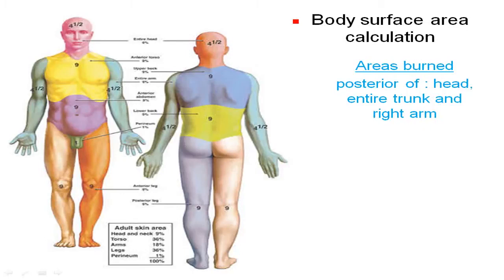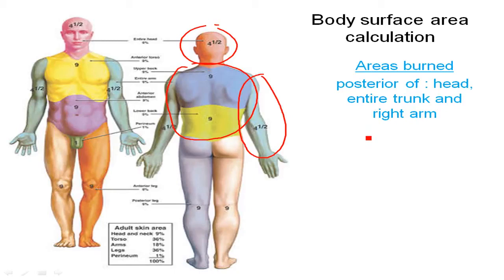Let's consider that you have a man who was running away from a possible explosion. The flames come out, they hit him on the back of the head, his entire trunk, and the back part of his right arm. So if we add that up, we're going to say 4.5, 18, and 4.5. And what that's going to add up to is 27% of his body surface was damaged.